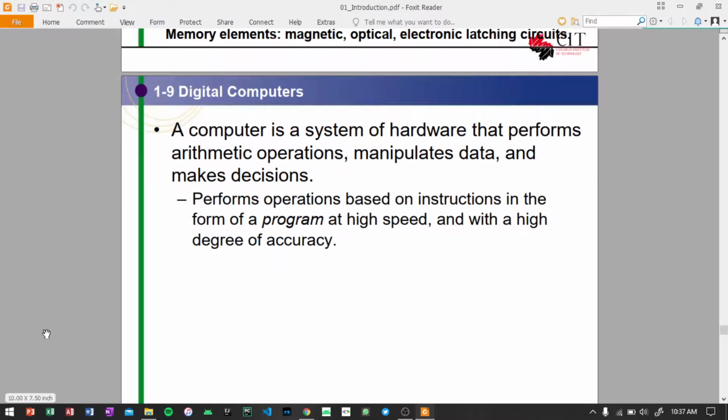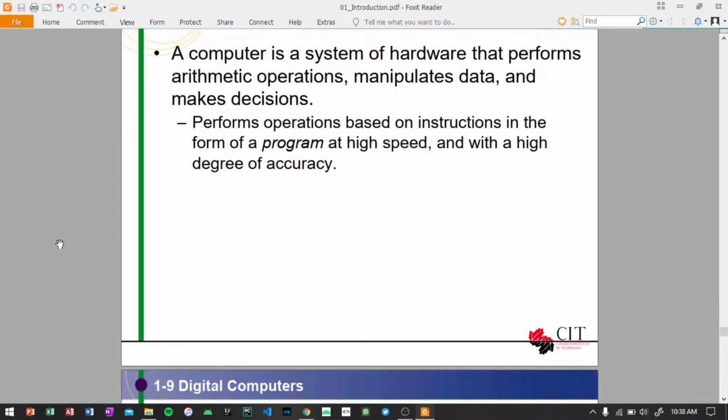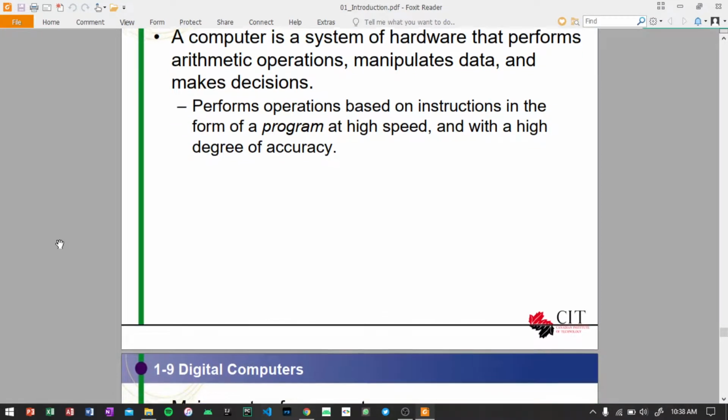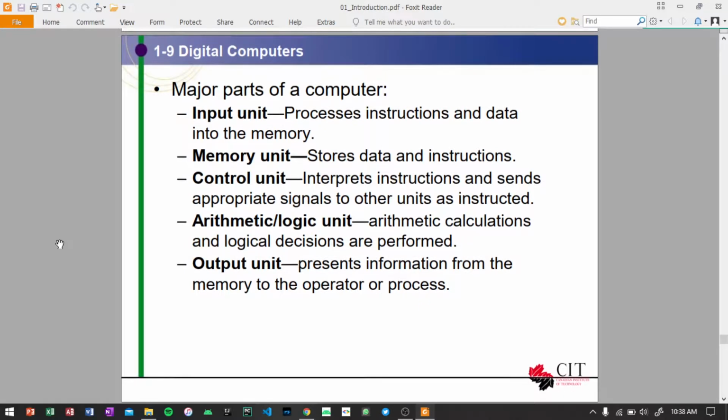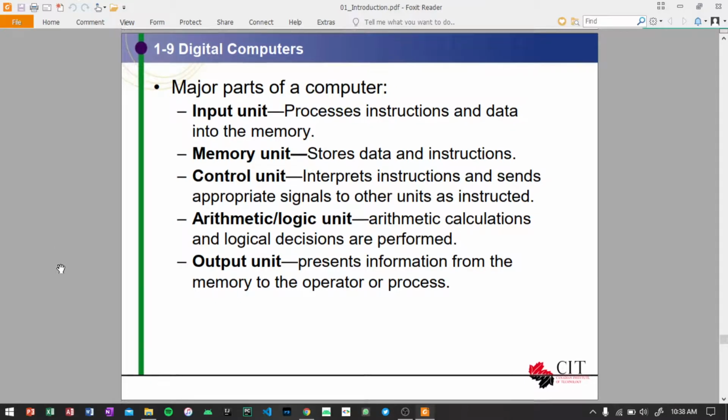A computer is a system of hardware that performs arithmetic operations, manipulates data, and makes decisions. It performs operations based on instructions in the form of a program at high speed and with a high degree of accuracy. The major parts of a computer: the input unit processes instruction data into the memory. The memory unit stores data and instructions. The control unit interprets instructions and sends appropriate signals to other units as instructed. The arithmetic logic unit performs arithmetic calculations and logical decisions. The output unit presents information from the memory to the operator.